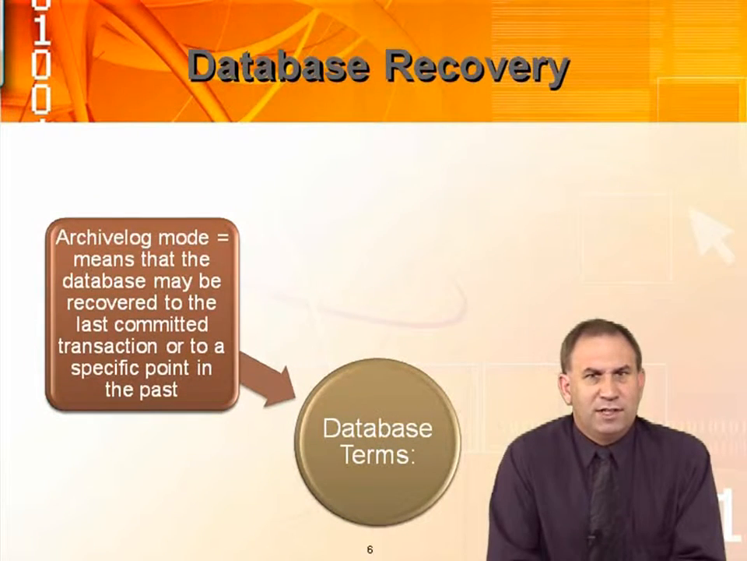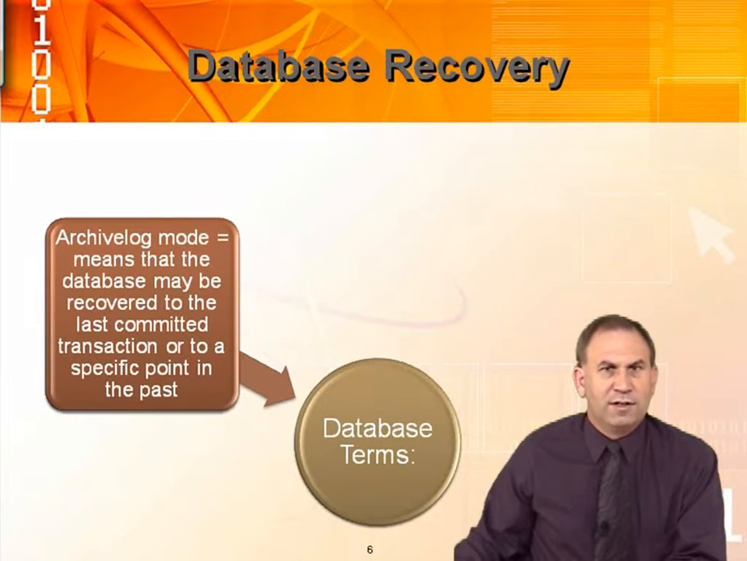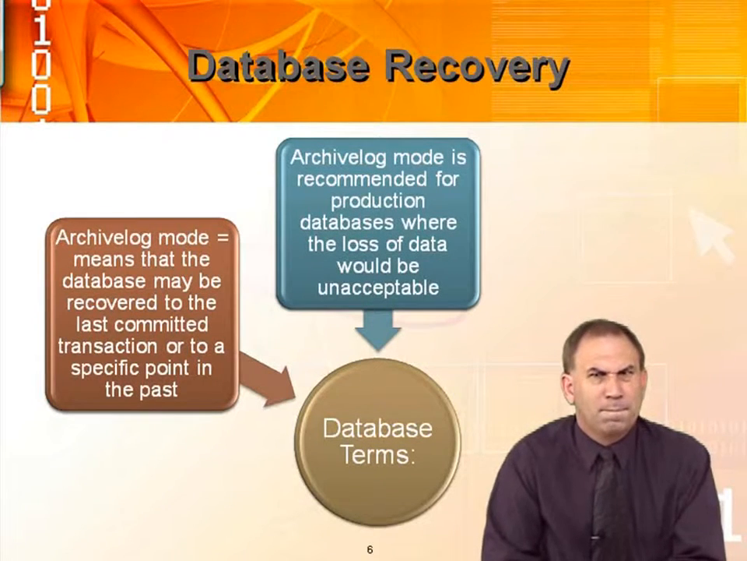Now we want to talk about database terms. We've already discussed No Archive Log, but when we also talk about Archive Log Mode, it means the database may be recovered to the last committed transaction or to a specific point in time in the past. When we say our database is operating in Archive Log Mode, what we're saying is the online redo log files are archived to a separate location on the operating system. The definition of a database operating in an Archive Log Mode is it will not overlay an unarchived redo log file.